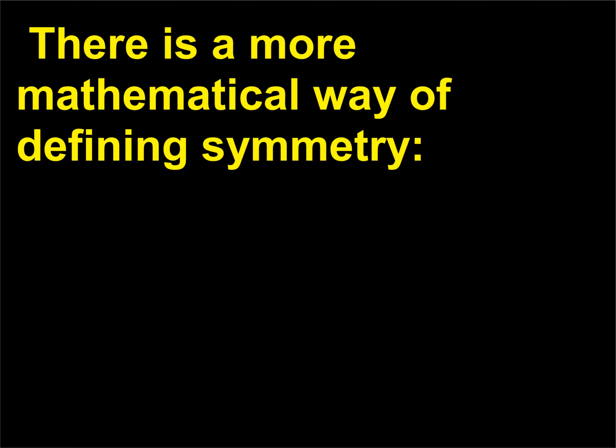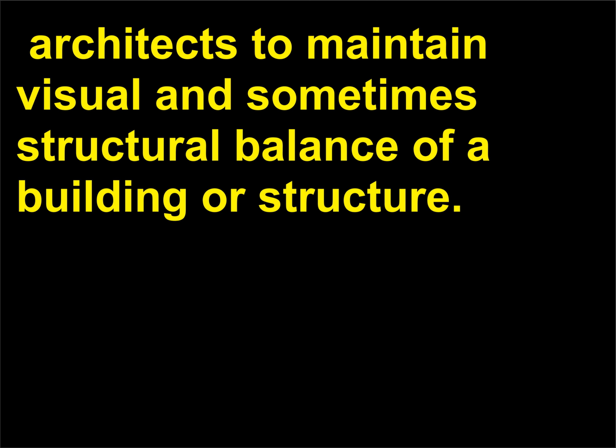There is a more mathematical way of defining symmetry. 2 points are symmetric about a line if the line is the perpendicular bisector of the segment joining the 2 points. Symmetry was used by ancient and modern architects to maintain visual and sometimes structural balance of a building or structure.